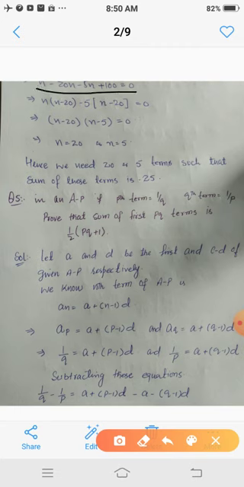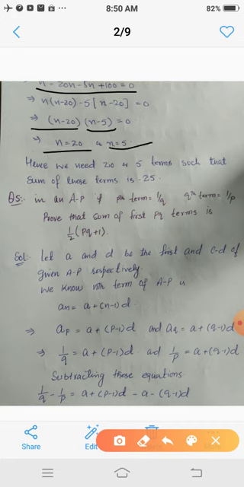Taking n common from the first two terms, that is n into (n minus 20), and minus 5 from the next two terms, that is minus 5 into (n minus 20), this equals (n minus 20)(n minus 5) equals 0. So either n equals 20 or n equals 5.